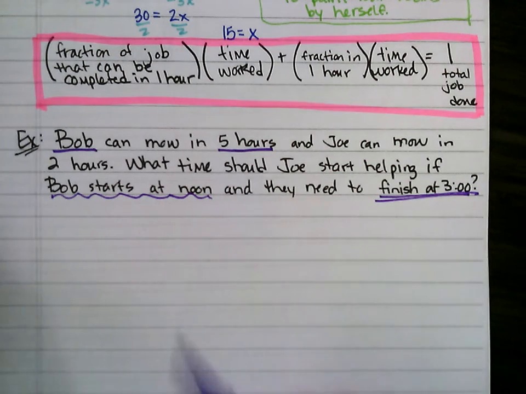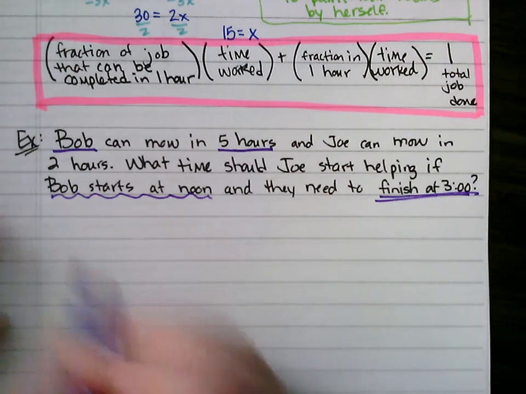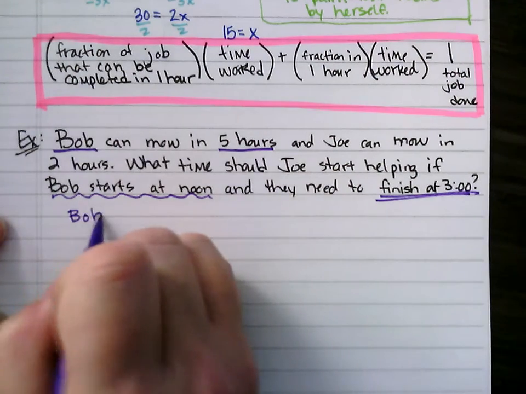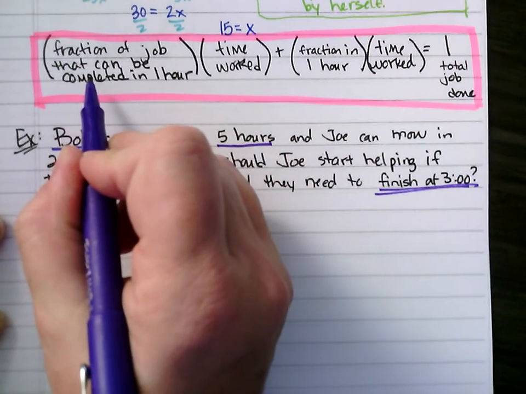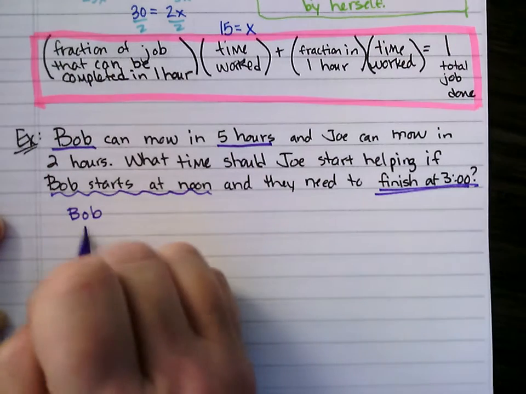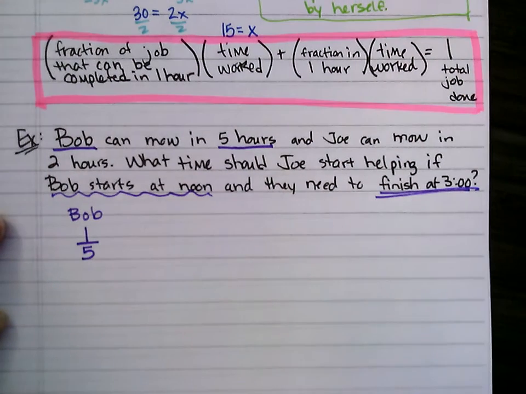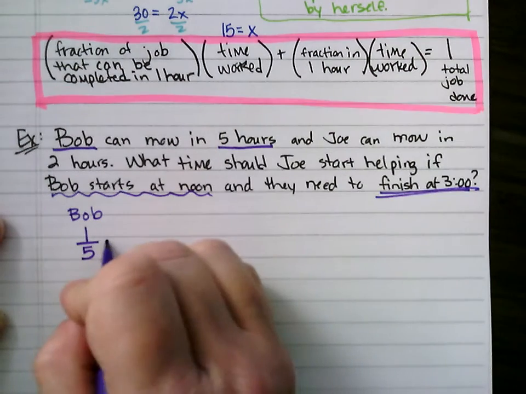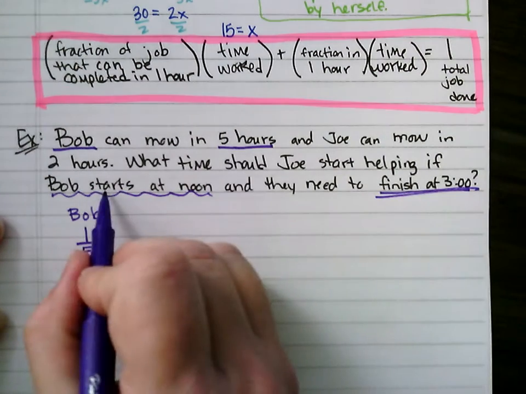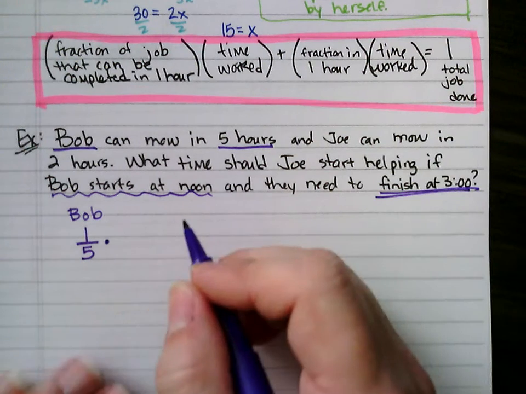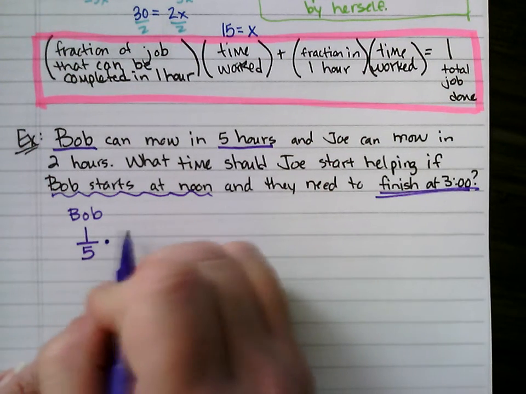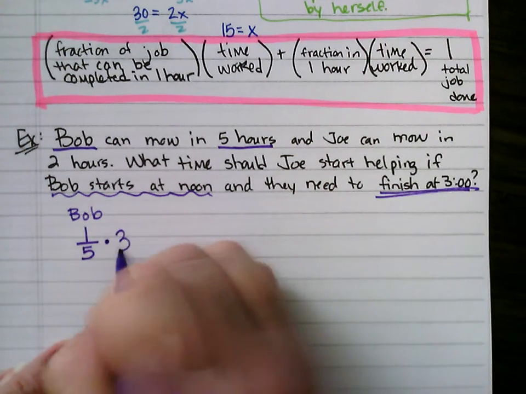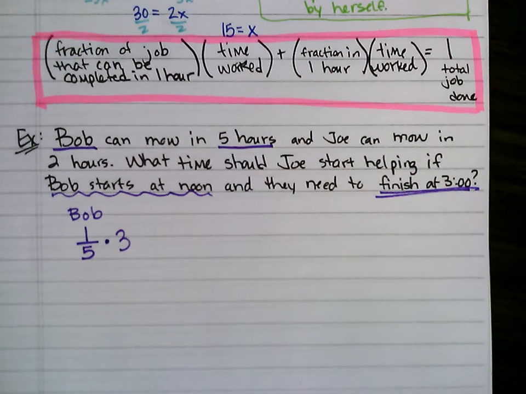So since Bob can mow in 5 hours, the fraction of a job he can complete in 1 hour is going to be 1/5 because it would take him 5 hours to finish. And then the amount of time that Bob is going to work, he's going to start at noon, finish at 3. So he is going to work 3 hours. So we have 1/5 of a job times 3 hours.